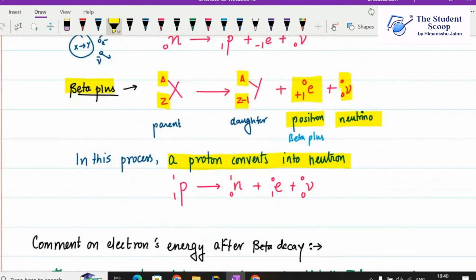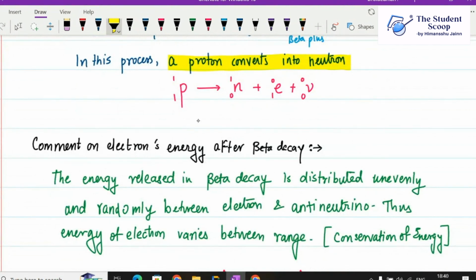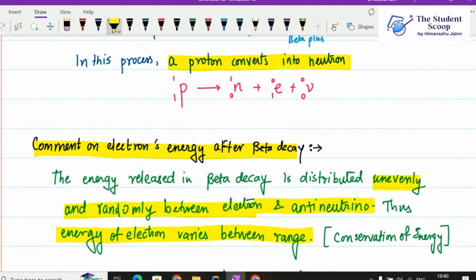Now the question asks, what is A, and comment on the energy of the beta electron during the beta decay. So we need to understand that energy released in beta decay is distributed unevenly and randomly between the electron and antineutrino. Thus the electron energy varies within a range because of conservation of energy. So this is a very important statement.